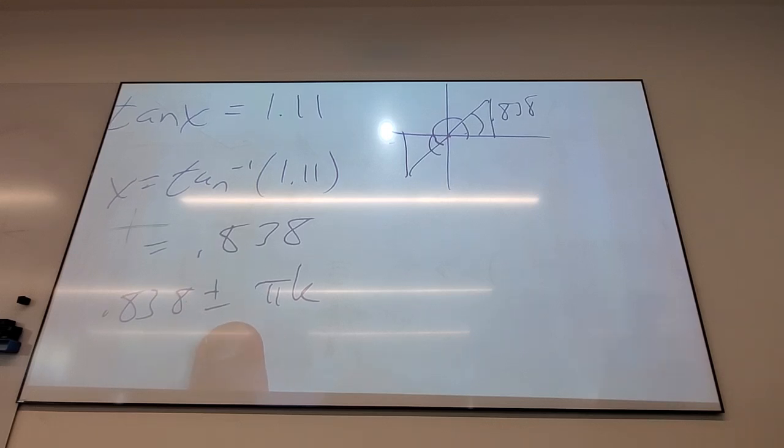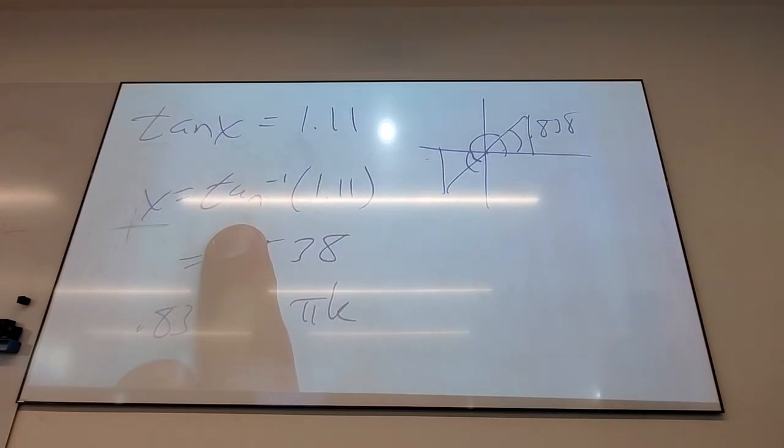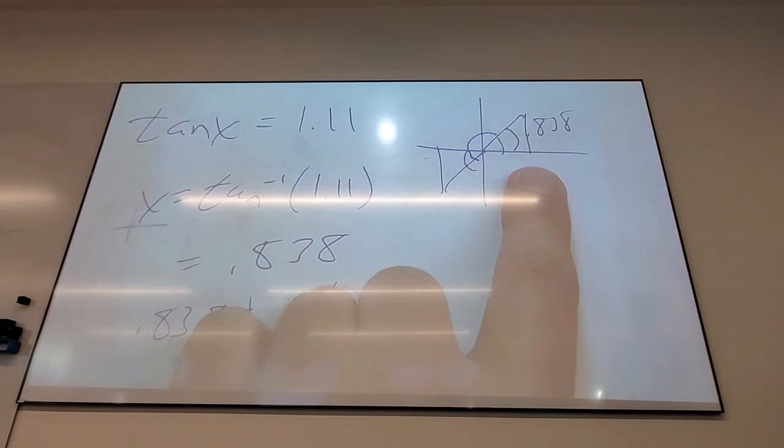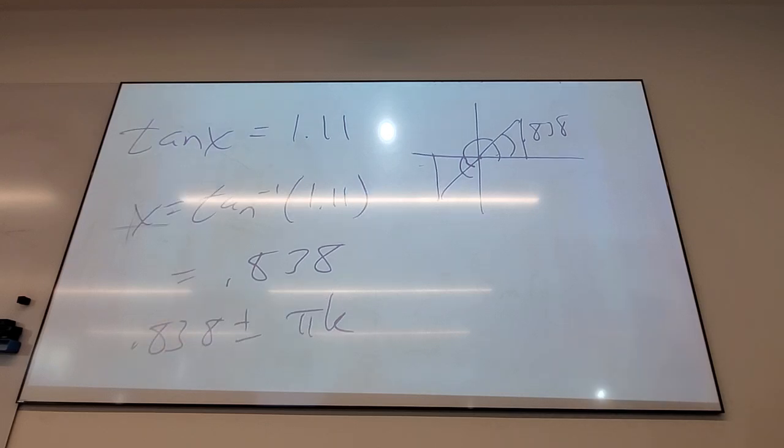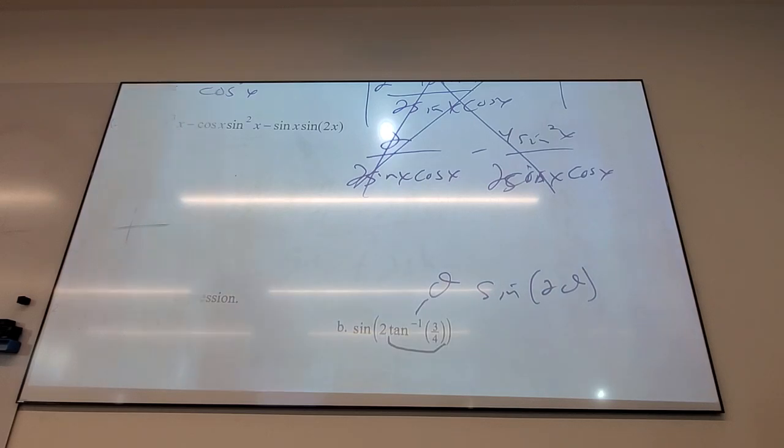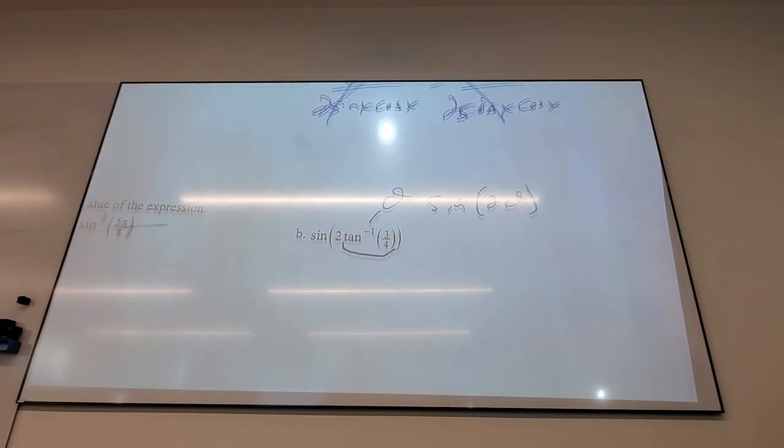I think there's like one or two in the homework like this. Take the inverse tangent, you get it. It's in the first quadrant. You add plus or minus pi k. It's the same idea. It's just we don't get it from our heads. We don't get it from our memory. We get it from the calculator, because we don't know what angle makes tangent 1.11. Okay. Maybe? Technically, that's what we're doing here.